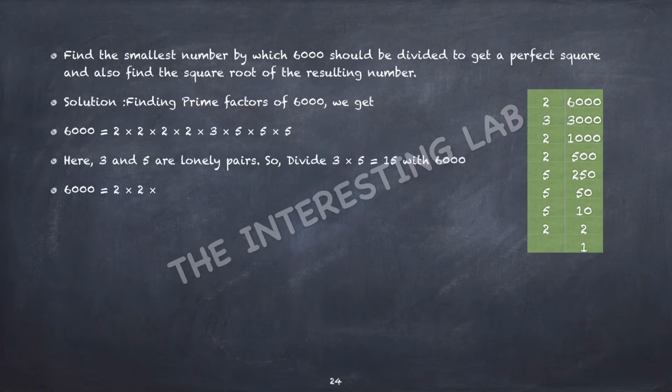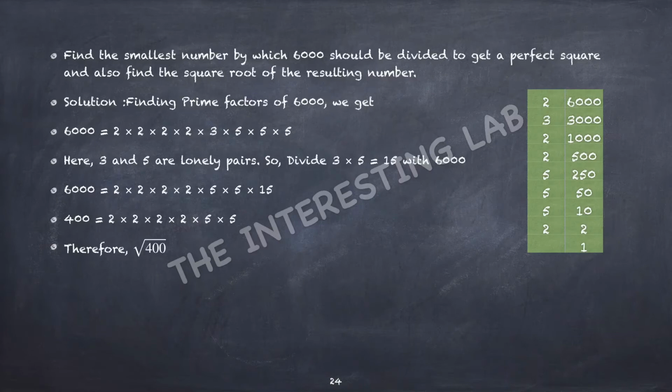6,000 is equal to 2 times 2 times 2 times 2 times 5 times 5 times 15. So 400 is equal to 2 times 2 times 2 times 2 times 5 times 5. Therefore, root 400 equals root of 2 times 2 times 2 times 2 times 5 times 5, which equals 2 times 2 times 5, equals 20.